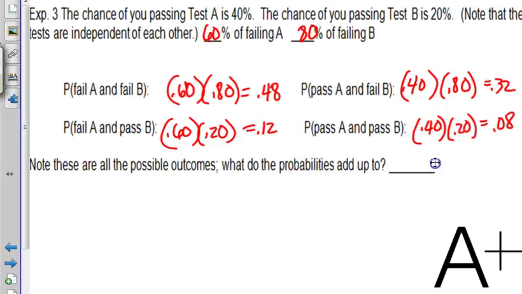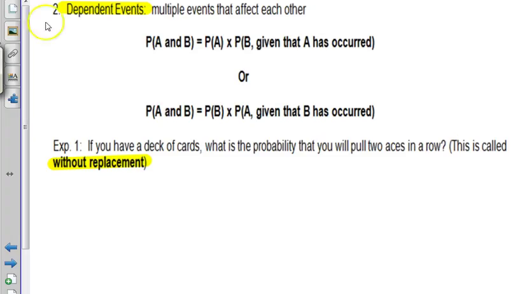.08, right? Yes, okay. What do all those add up to? They all add up to 1. Why is that? Because I did all the possibilities, right? We're good? We're reinforcing that idea? Okay. Obviously, if there were 3 tests involved, writing out the sample space would be much bigger, but all right.